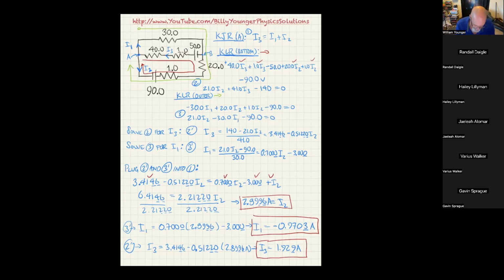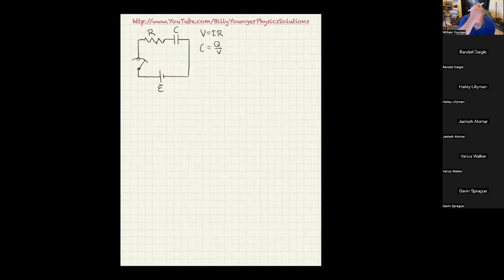But ideally, what you want to do is put it in your calculator and see if the matrix gave you the same answer. Of course, you have errors that could pop up in putting the matrix in as well. So anyways, all right, let's look at charging a capacitor.